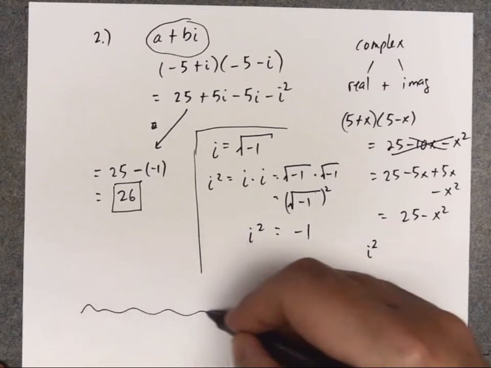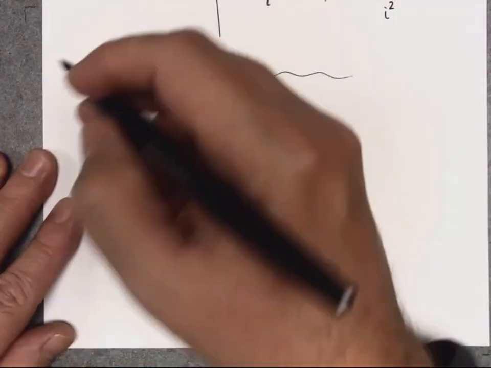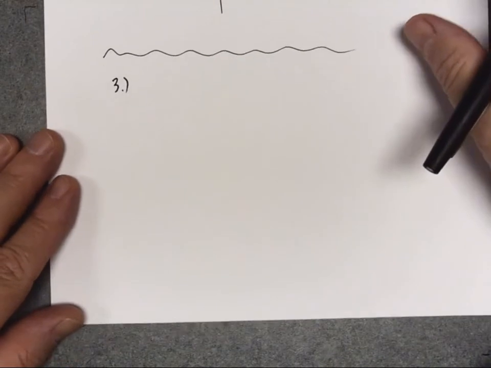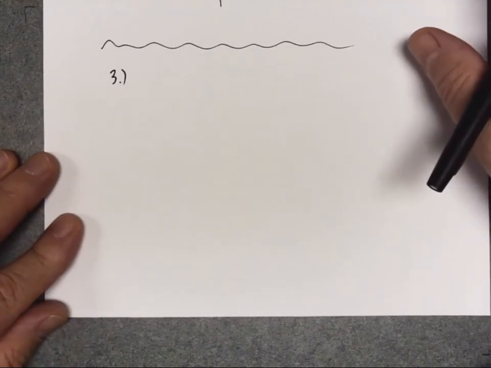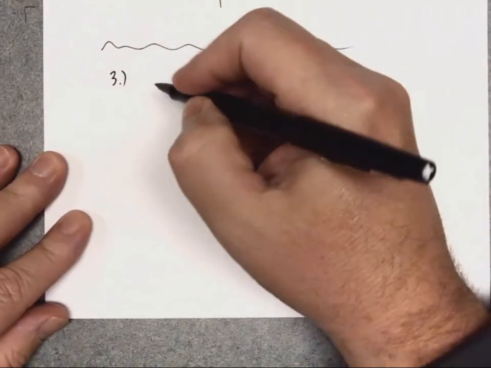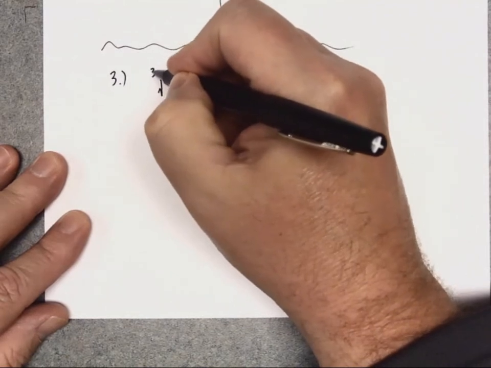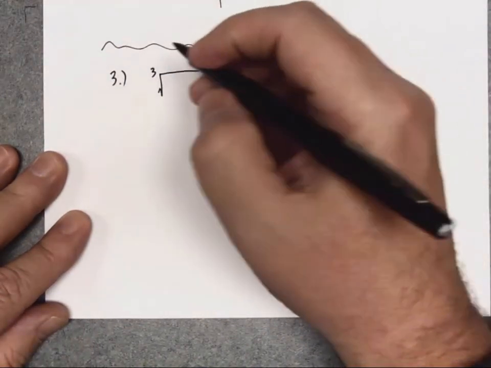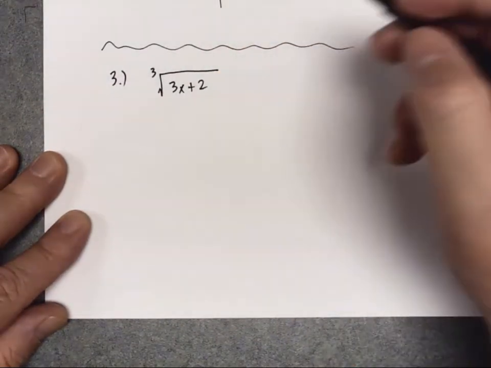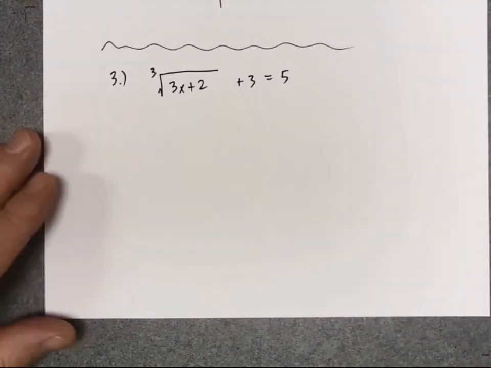All right. Let's do one more, and then I'll stop this video and start another one. Let's finish out with number 3. The instructions for number 3 say find the real solutions of the following equation. So basically we're trying to solve this equation: the cube root of 3x plus 2, plus 3, equals 5.